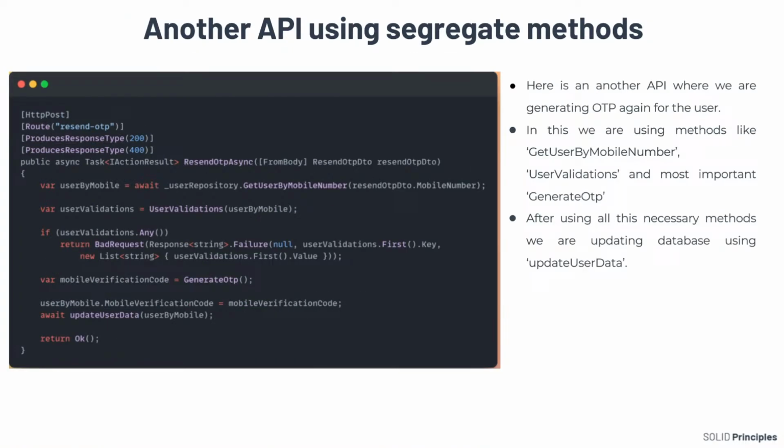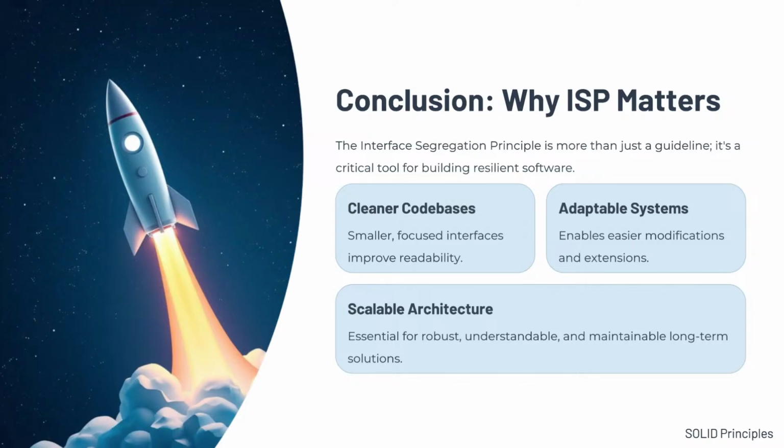Next slide. Here is another API where we have used the get user by mobile number, user validations, and throwing the validations, and generating OTP and saving it into the database, making the code reusable. Next slide. Here, Ruang Bhai will continue.